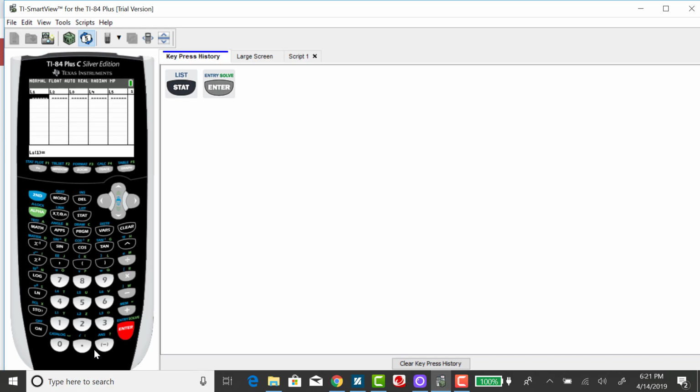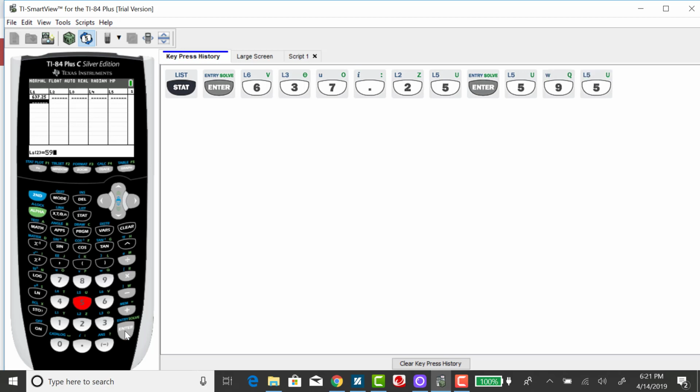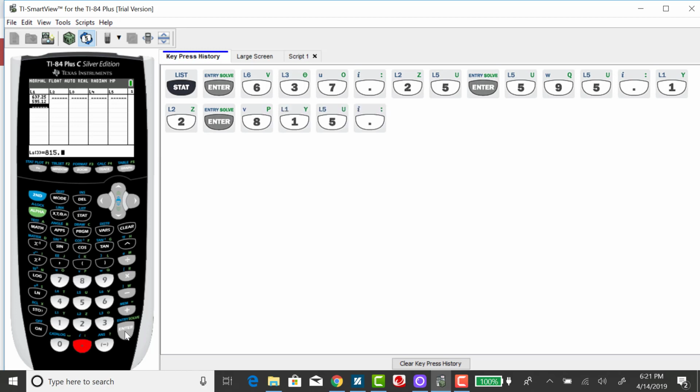So for January, I had $637.25. For February, I had $595.12. And for March, I had $815.37. And then I want to right arrow over to list 2, and I'm going to treat that as my frequency list or my weights list.